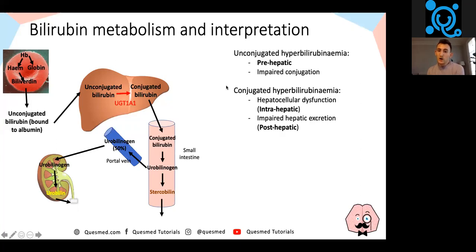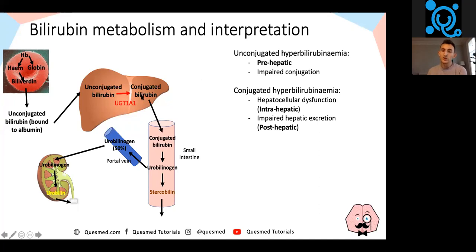So if we look at bilirubin, we can split it into unconjugated and conjugated bilirubin. If you have an unconjugated hyperbilirubinemia, it means that you've got a prehepatic cause of the high bilirubin. So that could be a hemolytic anemia, so the red cells being hemolyzed, or it could be due to impaired conjugation, so Gilbert syndrome.